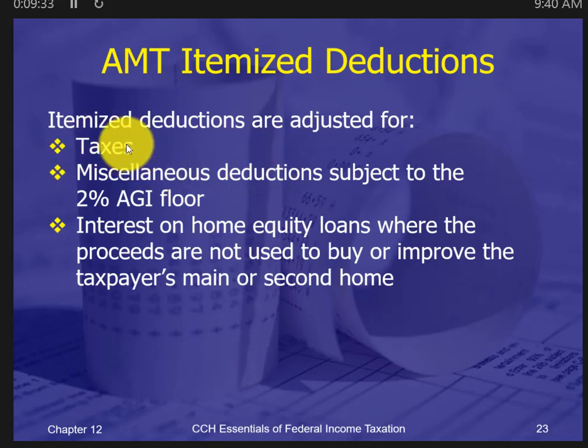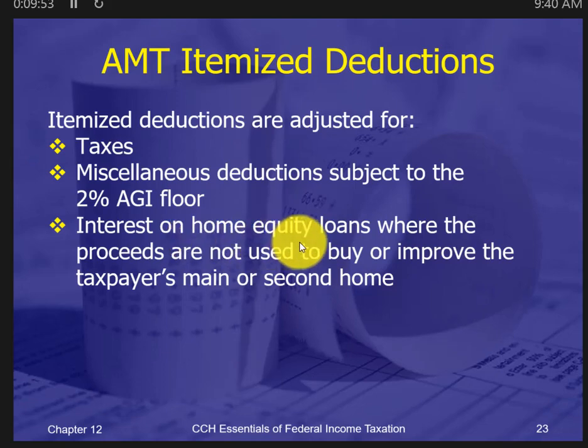You also do not get to count some of your itemized deductions, meaning they're added back to your income. Taxes, all taxes, that's the big one. That really hurts people who live in high tax states. So all your state income tax, local taxes, property taxes all get added back. Miscellaneous itemized deductions go away. And interest on home equity loans.